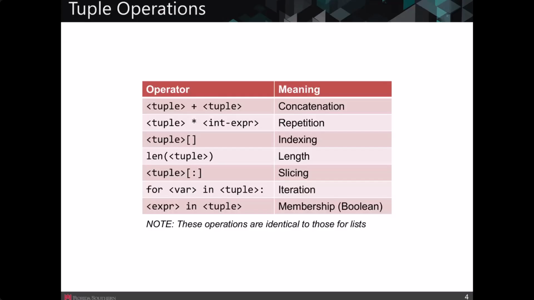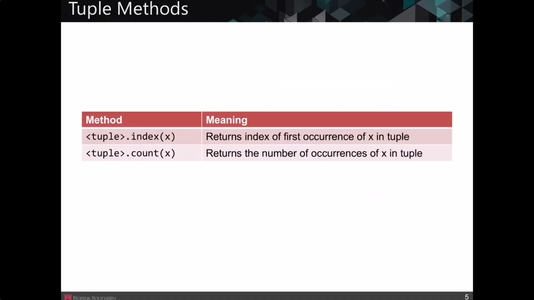Okay, so note, all of those operations, they're identical to lists. The only difference there was that we were dealing with parentheses instead of square brackets for the list itself. Tuples also have methods.